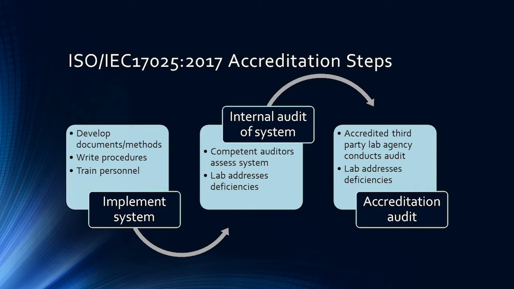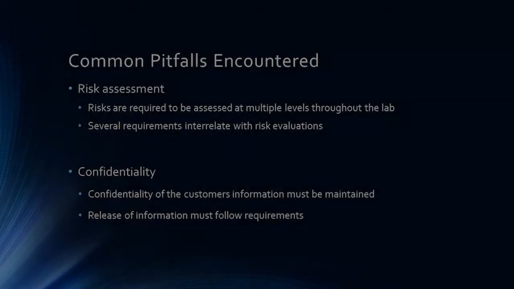In phase 3, the labs are assessed by the third-party accreditation lab agency through on-site audits. These audits evaluate the effectiveness of the implemented system, and any deficiencies noted during these assessments must be addressed through corrective actions before accreditation will be granted. So what are the most common pitfalls that labs encounter when going for an accreditation? Let's review those now.